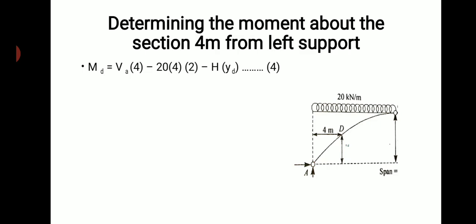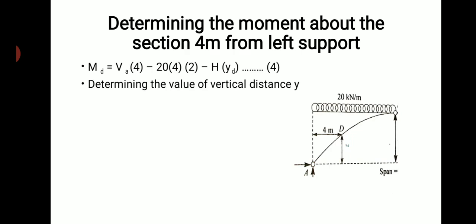The last force left out here is H. The horizontal reaction H into the perpendicular distance for H, which is YD here. So H into YD, in the anti-clockwise direction. So after finding the general expression, we need to determine YD. Since all the other forces are known, YD is unknown. So we need to determine the value of YD.